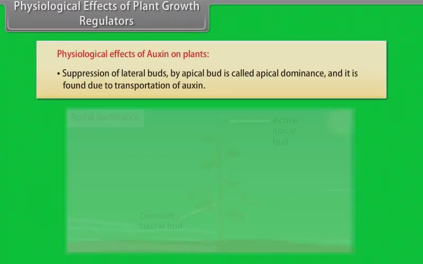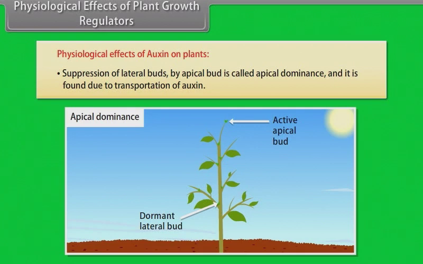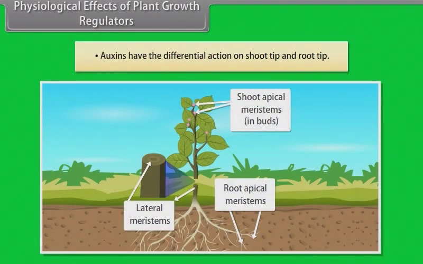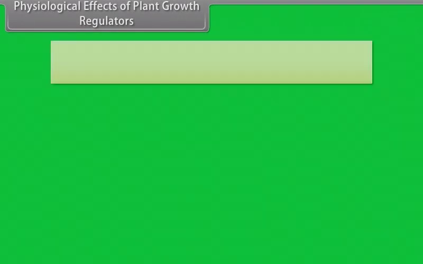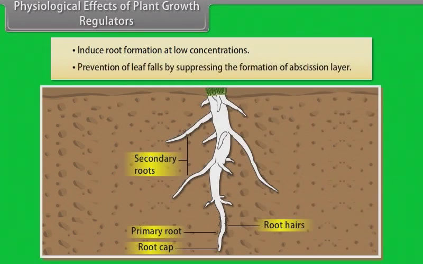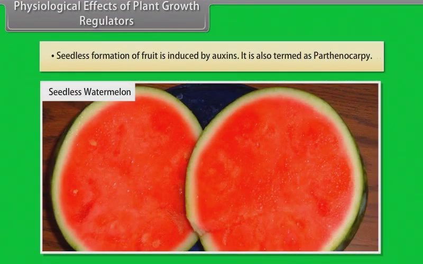Suppression of lateral buds by the apical bud is called apical dominance, and it is found due to transportation of auxin. Auxin stimulates cell division in the cambium as well as in the primary meristems. Cell elongation is an important role played by auxins. Auxins have differential action on shoot tip and root tip. They induce root formation at low concentrations. They prevent leaf fall by suppressing the formation of the abscission layer. Seedless formation of fruit is induced by auxins. It is also termed parthenocarpy.